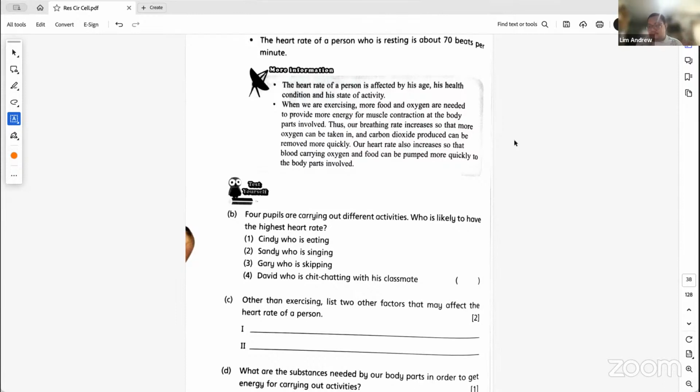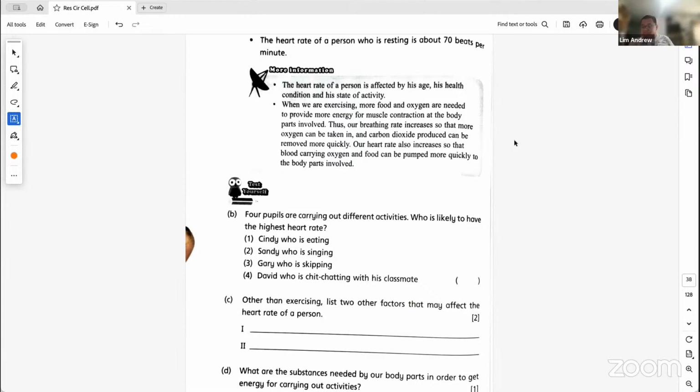Sandy who is singing. When we sing, do we use up much energy? When we sing do, re, mi, fa, sol, la, ti, do, we are just relaxing, singing. So therefore, the heart rate will be low as well.